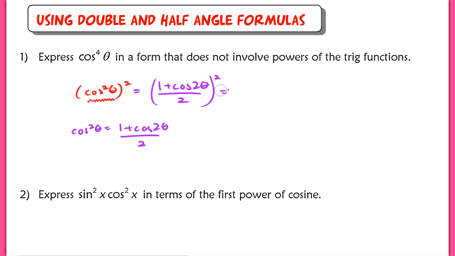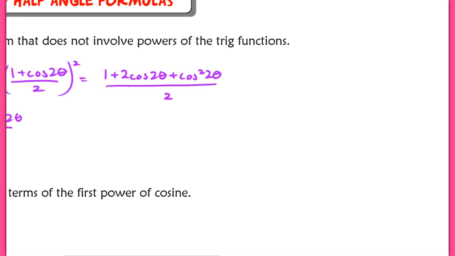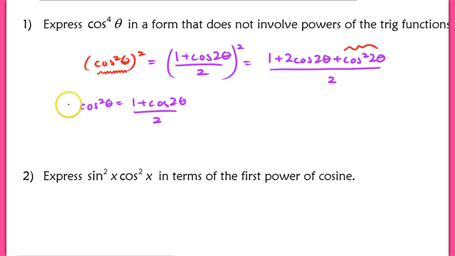So I've already reduced the power, because if you try to FOIL out the numerator here, you have 1 plus 2 cosine 2 theta plus cosine squared 2 theta, all over 2. Again, I've already reduced that power from the 4th to the 2nd power now. So I'm closer to where I want to be. I just need to get rid of this cosine squared 2 theta. Well, I'm just going to reuse that same identity. Cosine squared theta is equal to 1 plus cosine 2 theta over 2, which means that cosine squared 2 theta, just again by substitution, would be 1 plus cosine of 4 theta over 2.